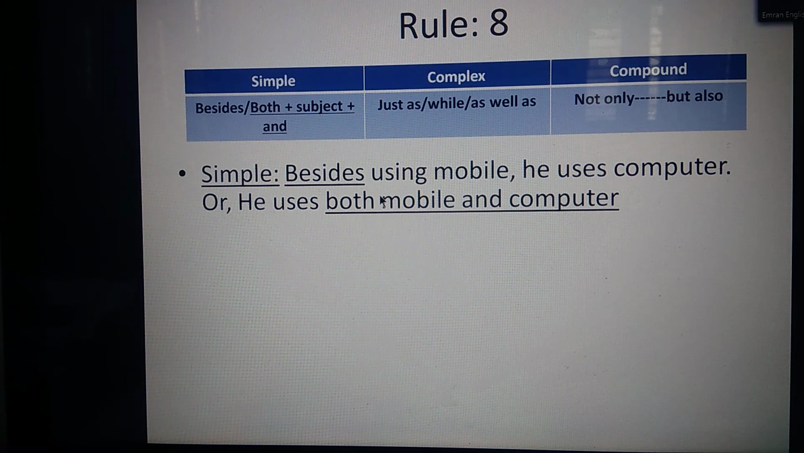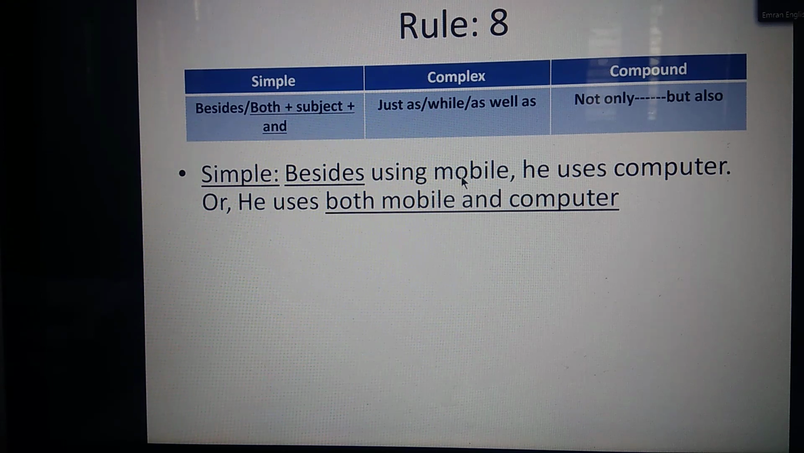This is a simple one. You see, there is only one subject here. He uses computer. Besides using mobile, he uses computer. Here, besides is acting as a preposition, and then this is use. As I have already said, after any preposition we normally use the verb-ing format. So if this is the preposition, then this is the verb-ing format. So besides using mobile, this is a phrase.